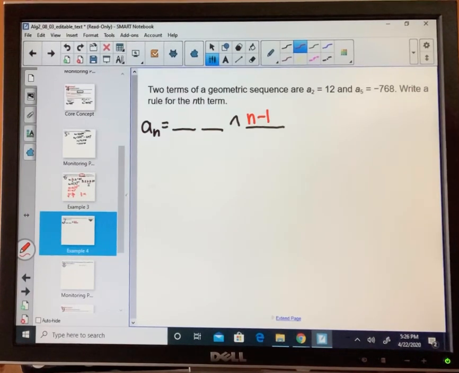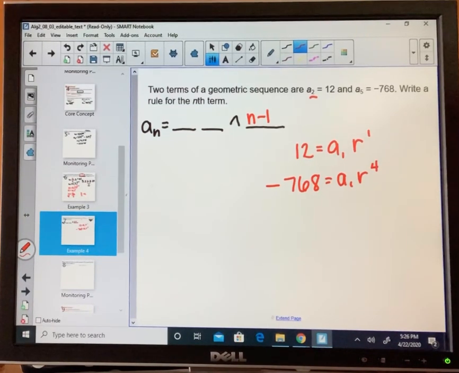So what I'm going to do is I'm going to say, well, 12 is equal to a1 r to the 2 minus 1, which is 1. So I really don't have to write it, but I will for the sake of the problem. Okay, the next one I can say is negative 768 equals a1 r to the 5 minus 1, which is 4.